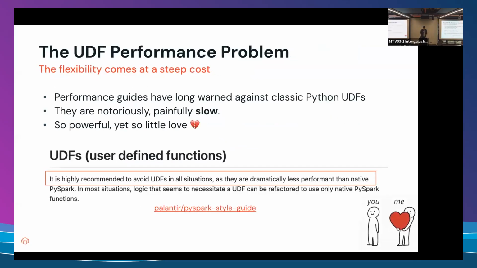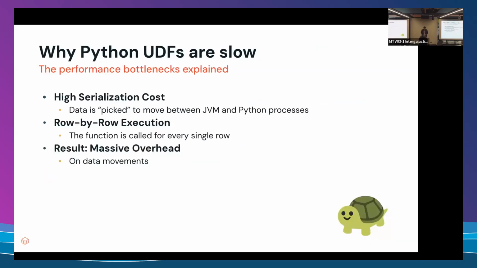And it's slow for a reason. Because we traditionally use Pickle to handle data serialization between the JVM and the Python process, which is slow, and we execute it row by row, and that's slow as well. So performance is not good, and it's really powerful, but slow. As we talked about, there are high serialization costs and row by row execution. There is massive overhead, especially if your Python UDF logic is really simple and quick. If you do profiling, you're gonna see most of your time is spent in the overhead.